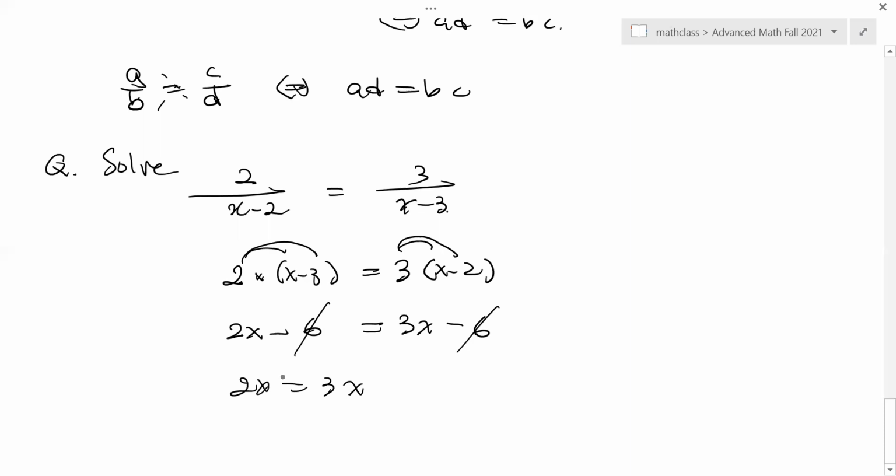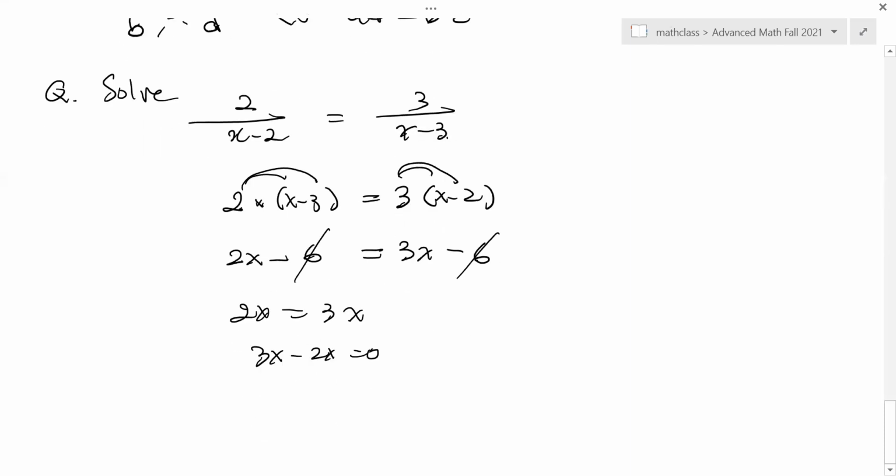Then you can move 2x to the right hand side. So you get x should be equal to 0. So 0 is the solution. Okay, 0 is the solution.